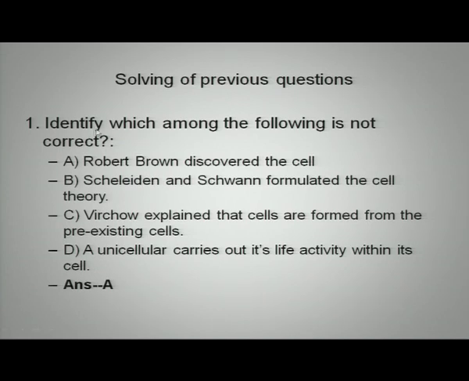Your first question was, identify which among the following is not correct. A. Robert Brown discovered the cell. B. Schleiden and Schwann formulated the cell theory. C. Virchow explained that cells are formed from the pre-existing cells. D. A unicellular organism carries out its life activity within its cell. Do you know which is the correct option?